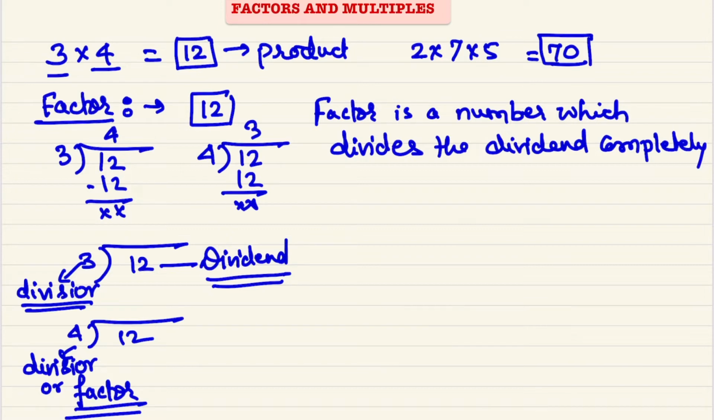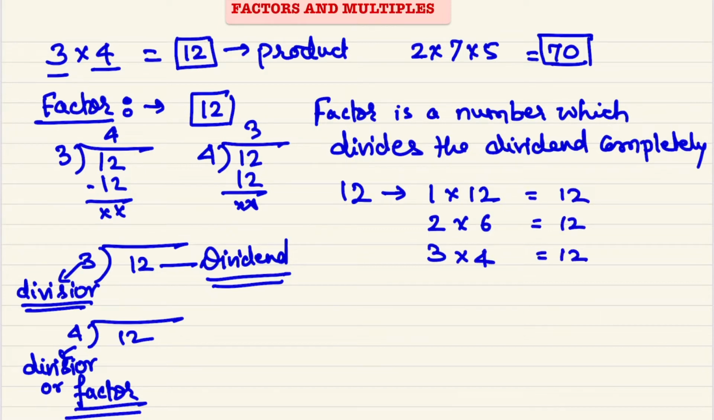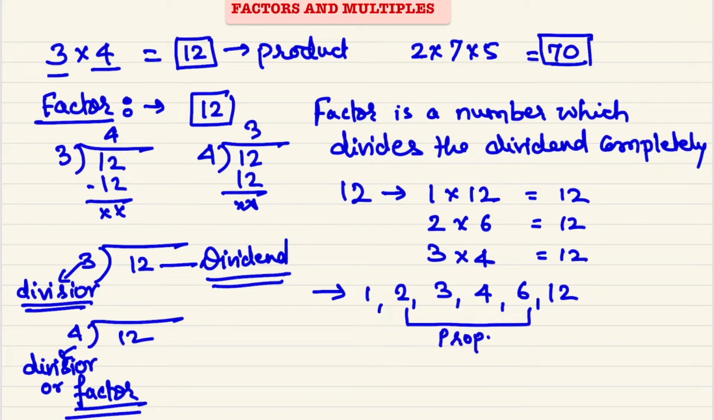So if I write 12 and write all the factors of 12, 1 into 12, 2 into 6, 3 into 4, all give me 12, right? So the total factors of 12 are 1, 2, 3, 4, 6 and 12, out of which these 2, 3, 4, 6 are called proper factors, and 1 and 12 are called improper factors.